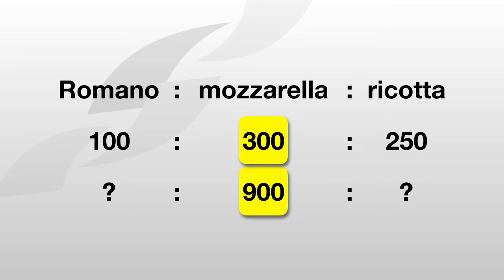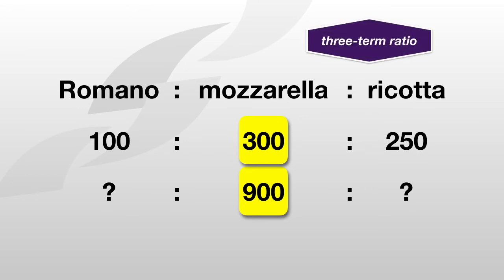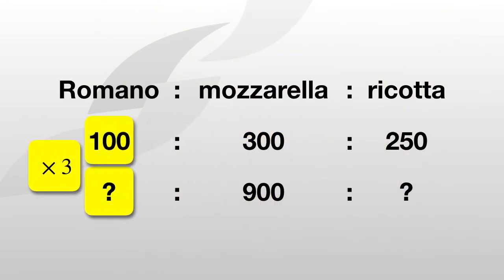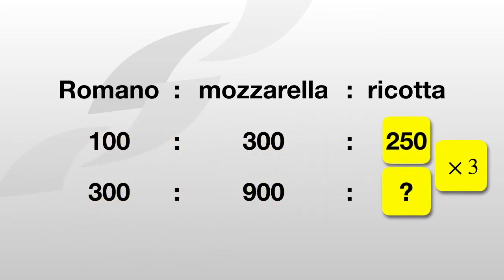Because the recipe calls for 3 types of cheeses, we write the relationship as a 3-term ratio. There is a relationship between the 2 different amounts of mozzarella. The amount that Diana and John are using is triple the amount in the recipe. This same scale factor is applied to the Romano, and the ricotta cheese.